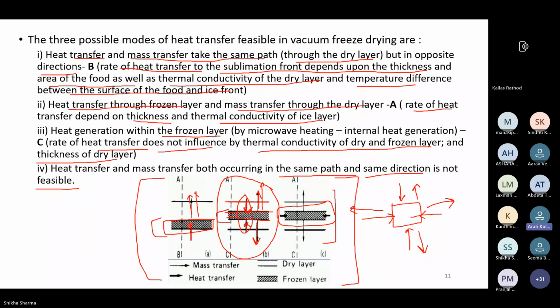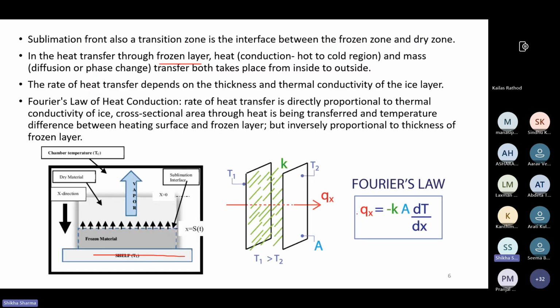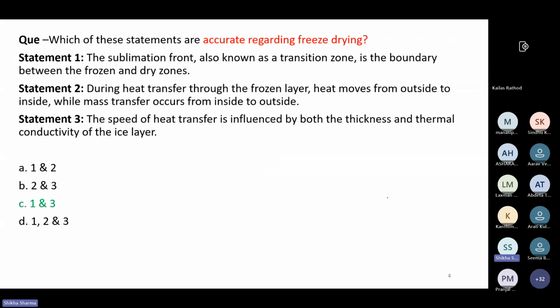But then why was it not true in the first question, the earlier slide? In the earlier slide, the second option was saying that during the heat transfer through the frozen layer, the heat moves from outside to inside, while mass transfer occurs from inside to outside.